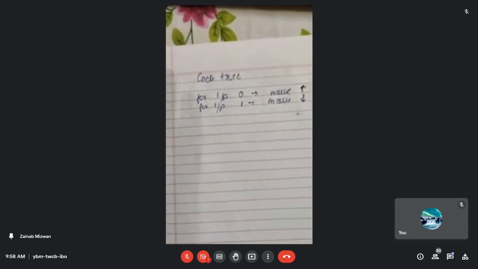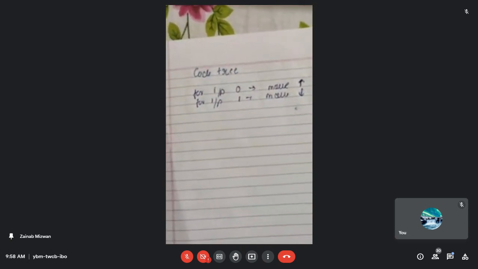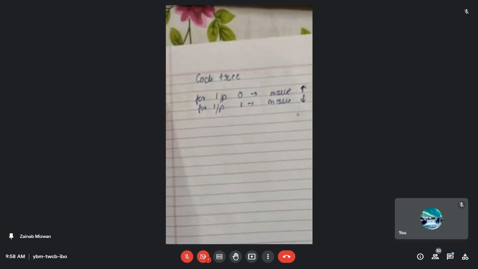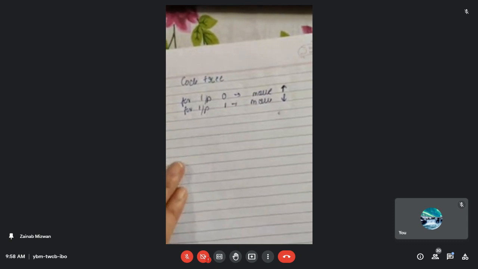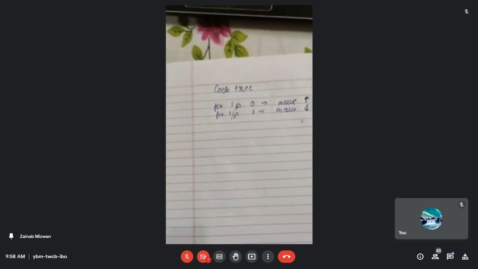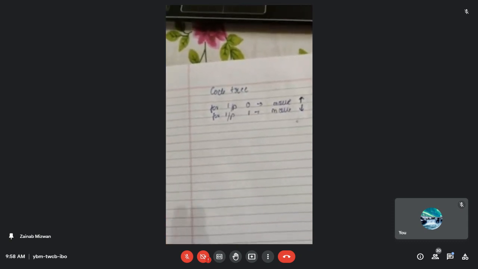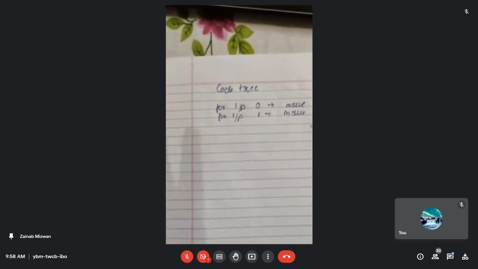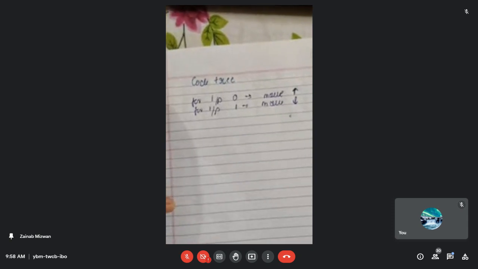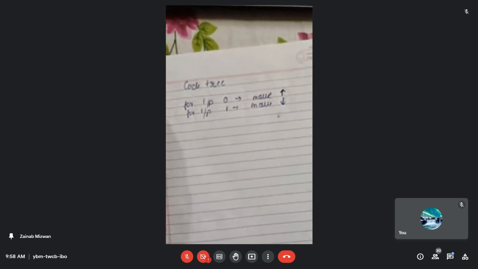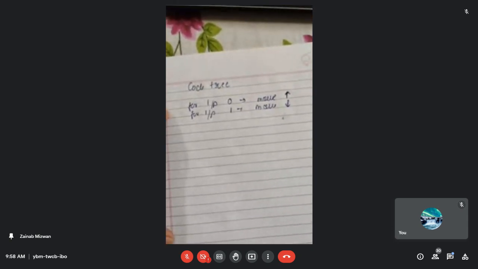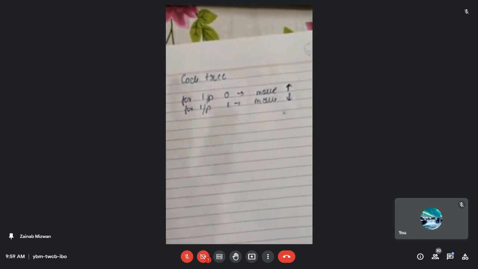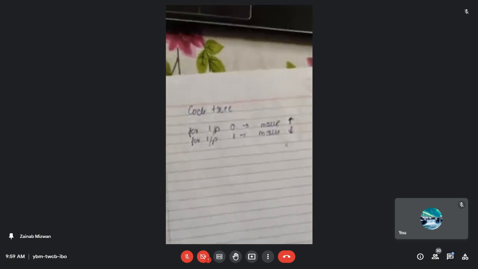So this is the basic principle which you need to keep in your mind. Whenever the input is 0, we are going to move in the upward direction, and whenever the input is 1, we will move in the downward direction. As in the state diagram, we are indicating the input 1 with the dotted line and the input 0 with the solid line. Similarly, for the code tree, when the input is 1, we have to move in the downward direction, and when the input is 0, we have to move in the upward direction. So we will start drawing it.